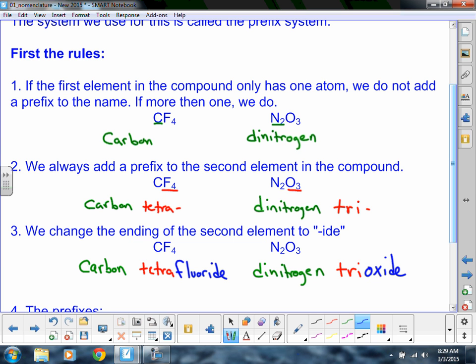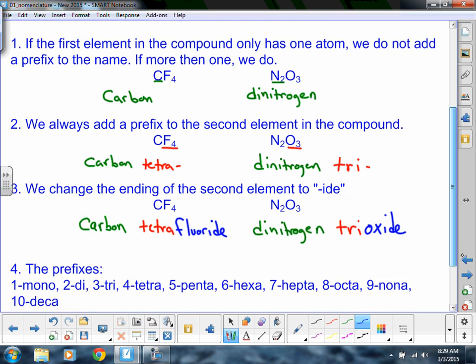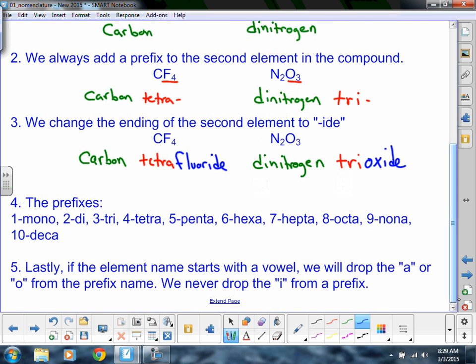Okay. So I've got each part of the name in different colors there so that we can see each of the 3 rules in play. The prefixes, a lot of them go along with the prefixes used for geometric shapes. But for 1, we have mono, 2 is di, 3 tri, 4 tetra, 5 penta like pentagon, 6 hexa, 7 hepta, 8 octa, 9 nona, and 10 deca. So we put those prefixes in front of the elements.